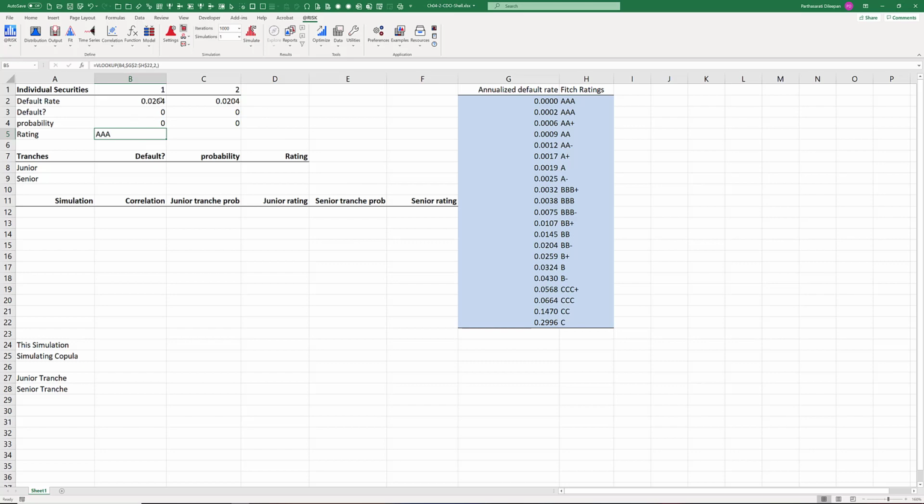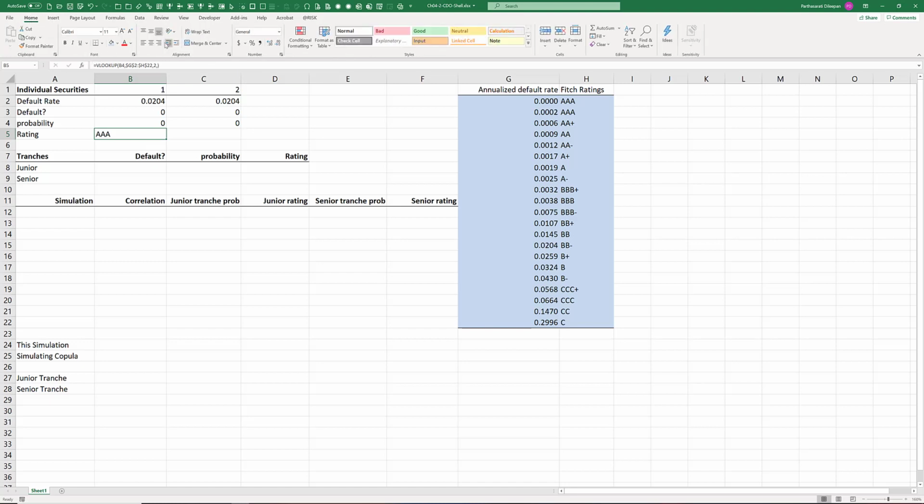Of course, we have not done any simulation, so it's going to take 0 and say the rating is AAA, but that's not the case. When we simulate, this will change. Now we set up the probabilities for the tranches. So junior tranche would mean what? If either one defaults.